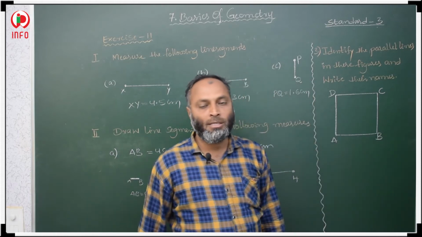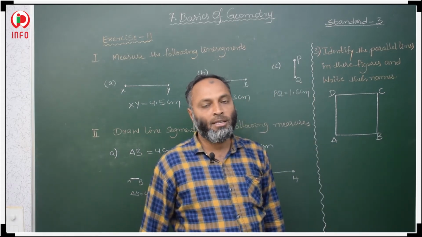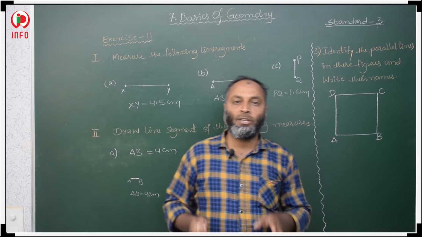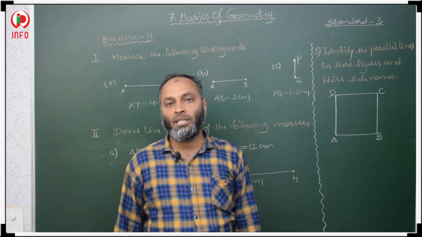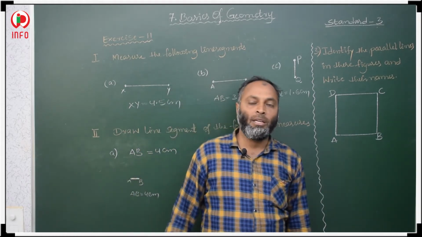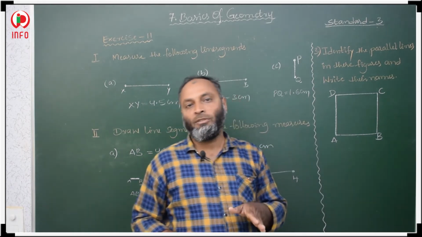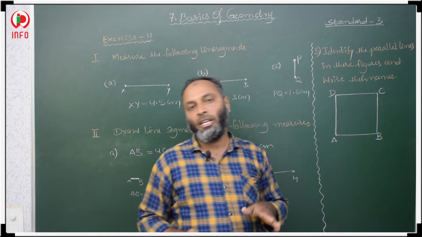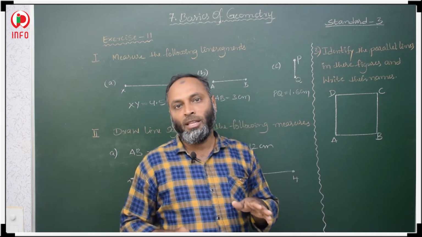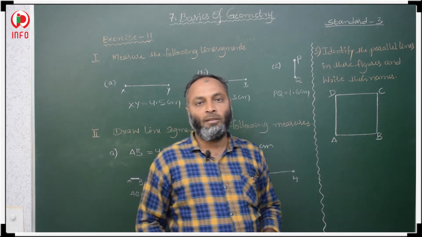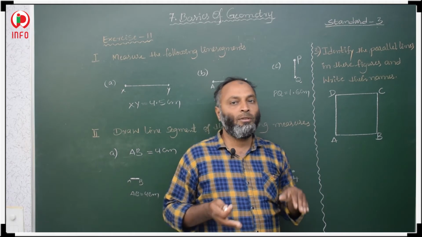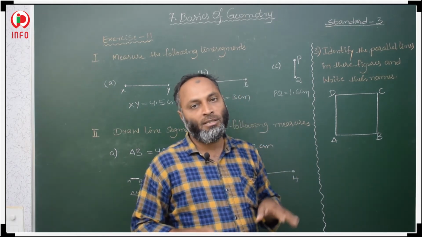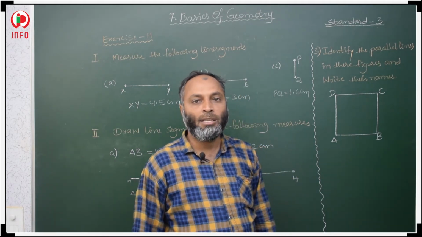What is meant by parallel lines? Parallel lines are lines which do not intersect each other. The distance between parallel lines is the same. If the distance between any two lines is the same, or if two lines do not intersect, then the lines are parallel.